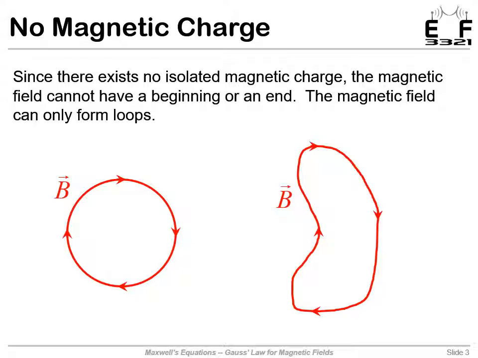This means they can only form loops. That doesn't mean they have to be circular loops. They could have odd shapes like we're showing here, but magnetic fields always form loops because there is no charge. There's no magnetic charge.